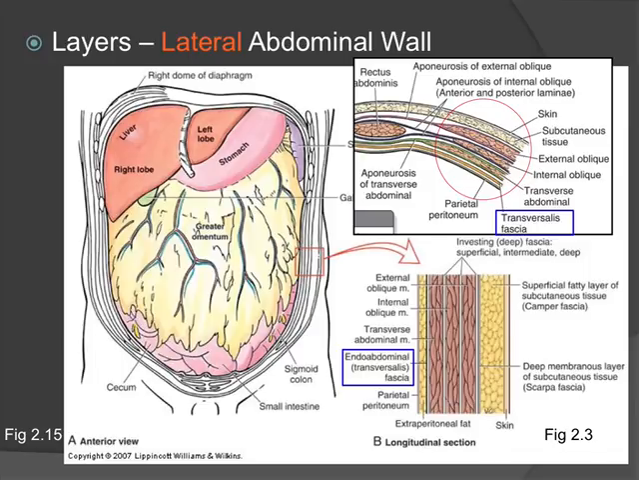Just a note, there's a difference between the transversalis fascia in yellow and the transverse abdominal fascia, which is the green. So just note that those are two very different things. Then the innermost layer is the parietal peritoneum in gray. So those are the layers of the lateral portion of the abdominal wall.